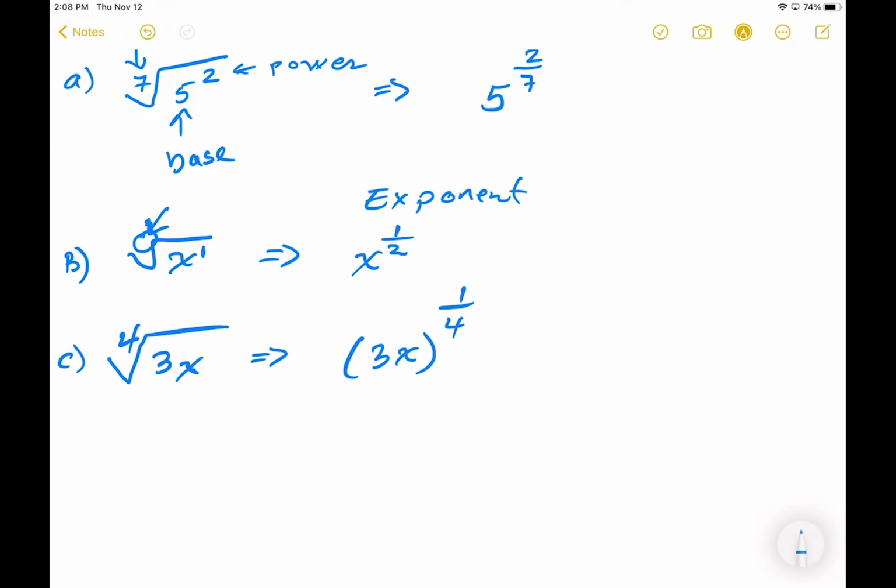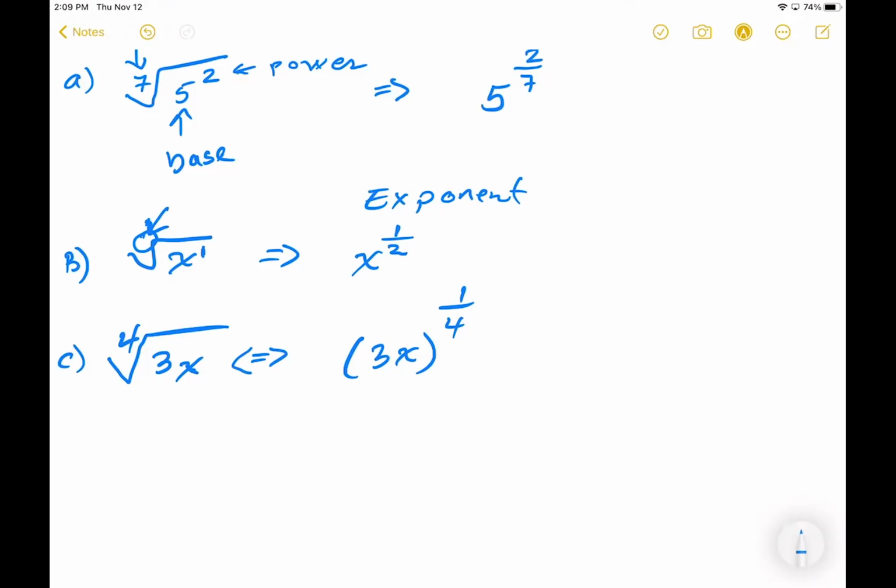In 10.2, they ask you: if we give you the radical, can you convert the radical to the exponent, and if we give you the exponent, can you go back the other way? Right? So that's what you need to do, you need to know how to interchange between the two.